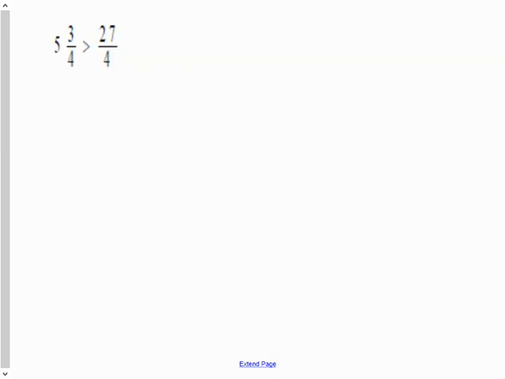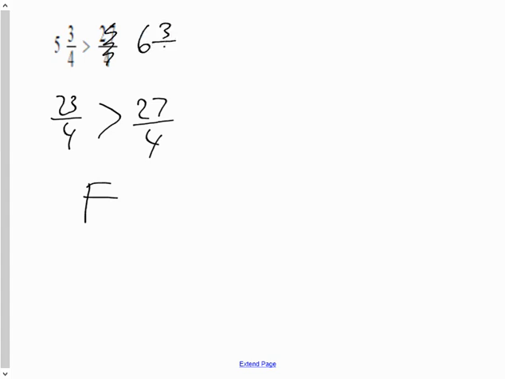The next question says 5 3/4 is greater than 27/4. This is actually a grade 6 question when we learned about mixed fractions and improper. So if we change this, it's going to be 23/4. Is 23/4 greater than 27/4? No, it's not. So your answer is false. You have less if you have 23/4 than you do if you had 27/4. Another way you could have done that is change this to 6 3/4. And we can see very quickly that 6 3/4 is greater than 5 3/4.